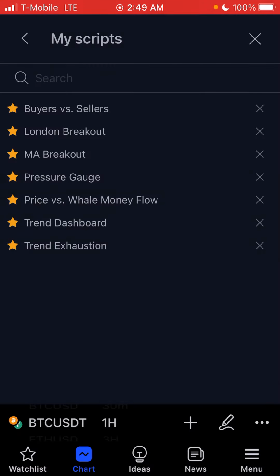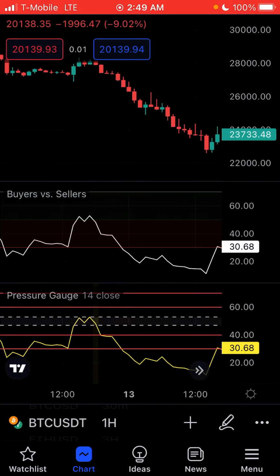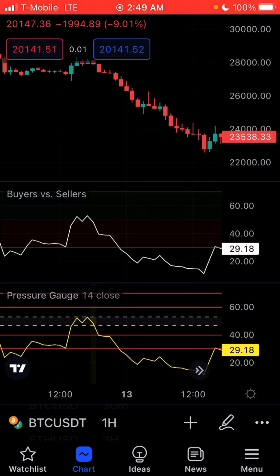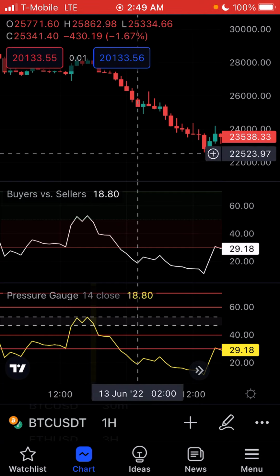And there it is. Okay, so we can see right here, you probably can't tell, that little yellow bar at the bottom here. So basically what the strategy is, when you see it, you either sell or you buy. It depends on the market.